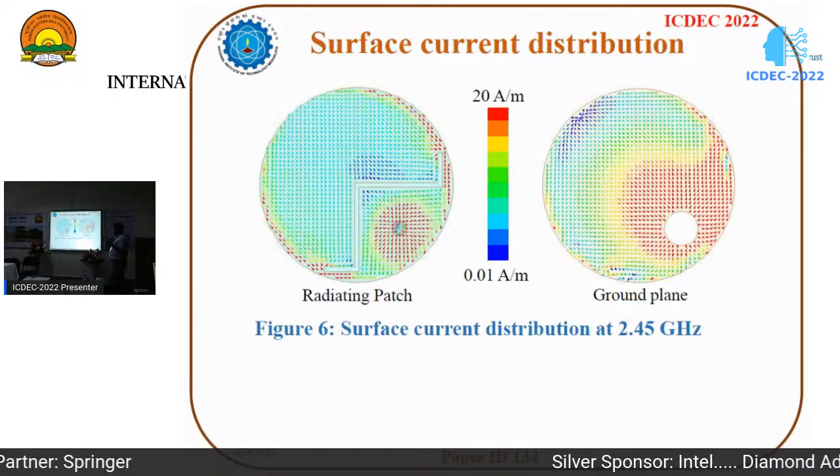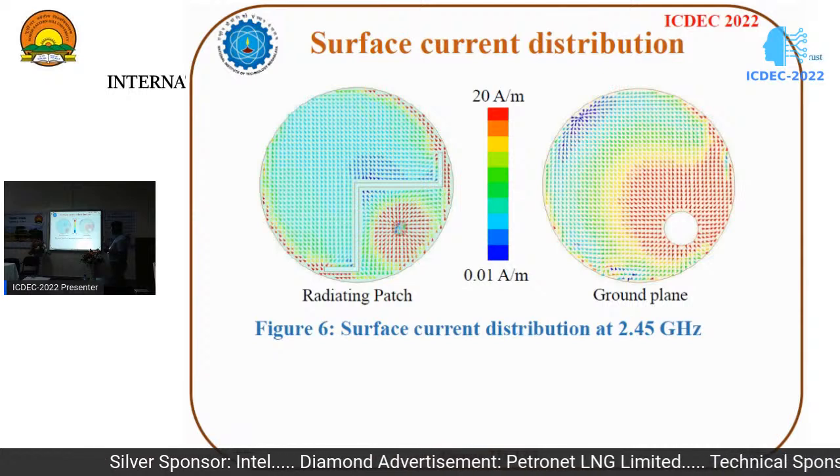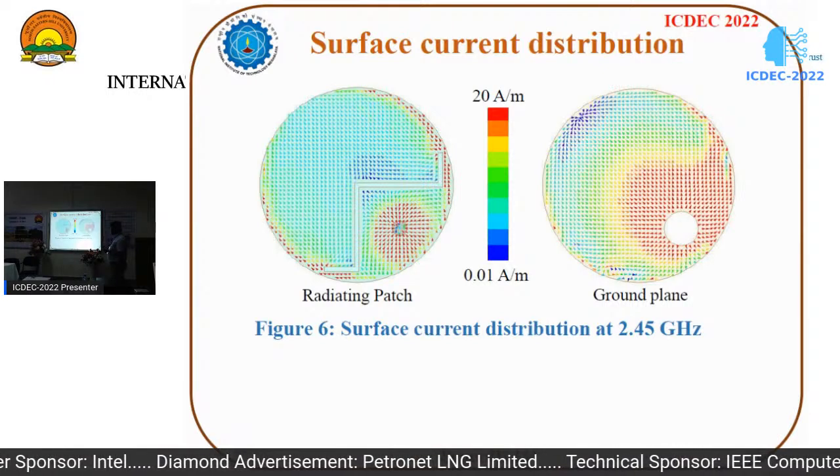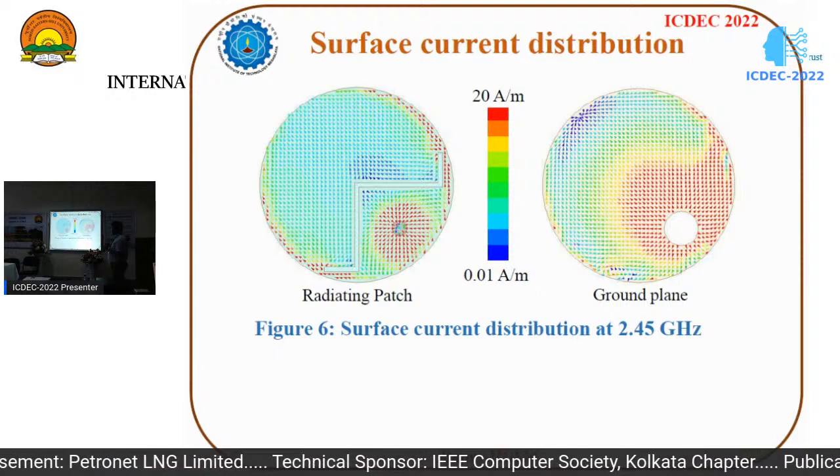This is my simulation result, but again, from the surface current distribution, we can understand the current. So on the ground side, the current is ascending.